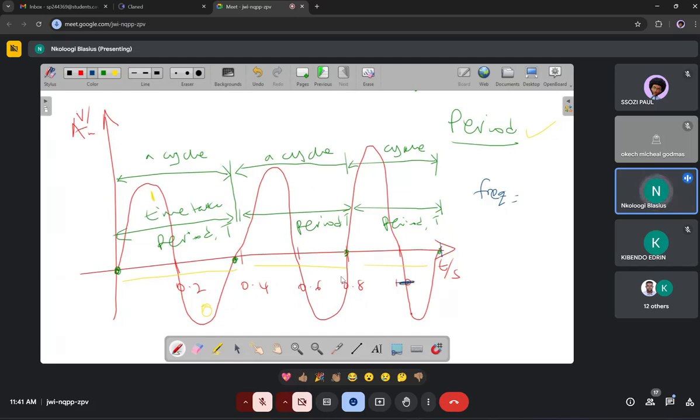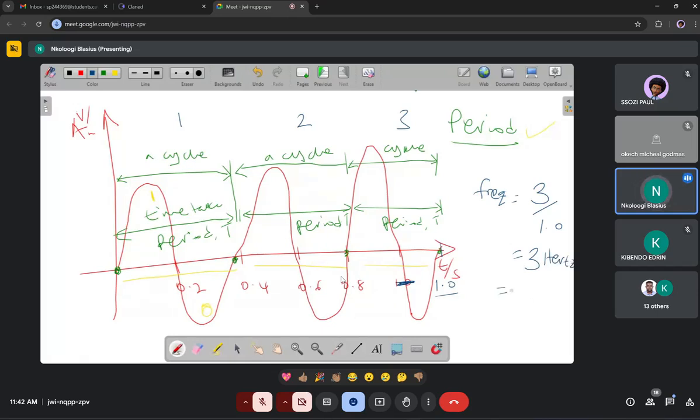Assuming your 1 second is actually here, it means that we are going to count how many cycles are within this 1 second. I'll count: this is cycle 1, 2, 3. That means that my frequency is going to be 3 over the time. Which time do we have here? It is 1 second, right? It means that my frequency will be 3 hertz, written like this.